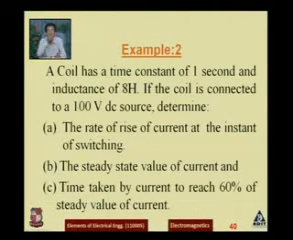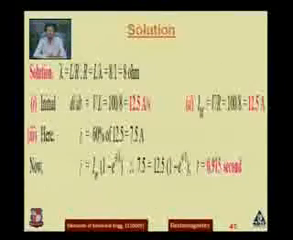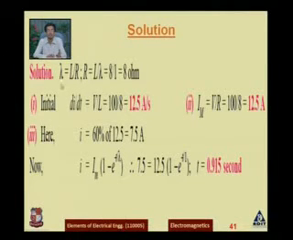In this data, you are given the time constant, the inductor and the battery value. First you can find lambda is equal to L by R. By this equation, R is equal to L by lambda, and the value of L is 8 and lambda is 1, so it will be 8 ohm. Now at the initial condition, di by dt is equal to V by L. What is V? It is 100 by 8, so you will get 12.5 ampere per second.